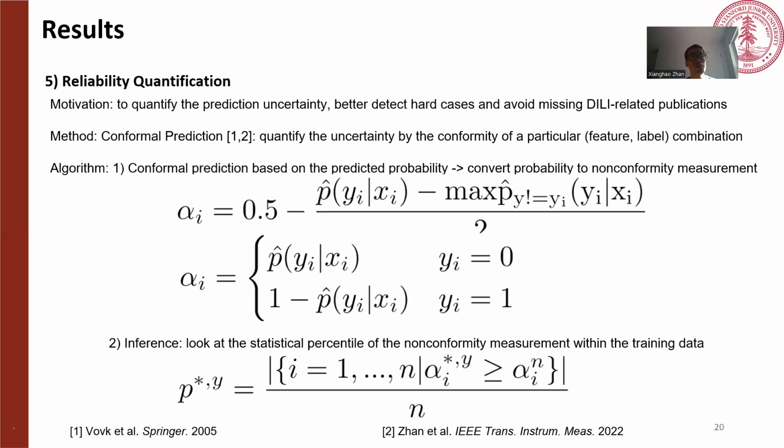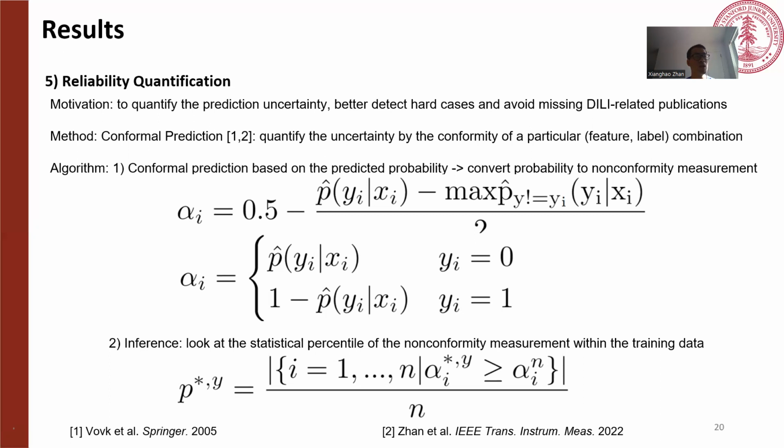And the motivation for us to do this is to quantify the prediction uncertainty that could enable us to better detect the hard cases and avoid missing the drug-induced liver injury publications. Because generally with this kind of tool to filter the drug-induced liver injury publications, we really do not want to miss any DILI-related publications, because we want the researchers in the drug discovery, for instance, to at least have a hint of some news, some information in the drug-induced liver injury publications. So that's the reason why we want to make a kind of failure protection mechanism with the uncertainty quantification.